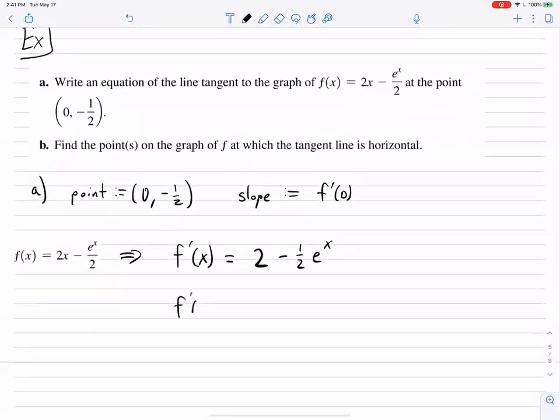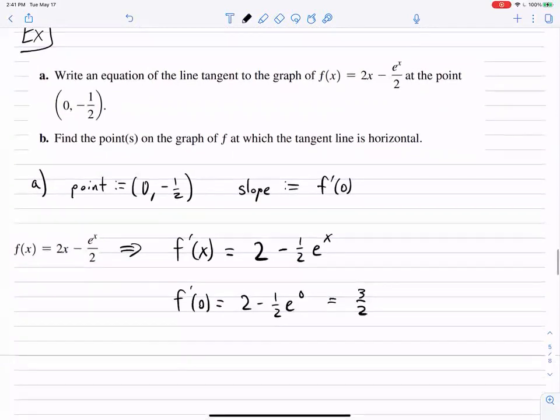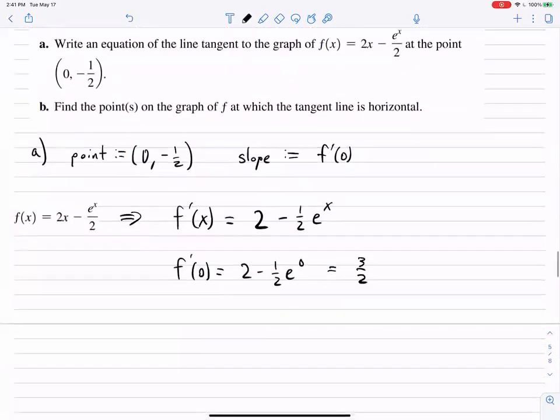And so that means if we plug in 0, f prime of 0 is 2 minus 1/2 e to the 0, but anything to the 0 is just 1. And so this becomes 3/2. So our point is 0, negative 1/2. Our slope is 3/2. And so the tangent line is y minus negative 1/2 equals 3/2 and then x minus 0.